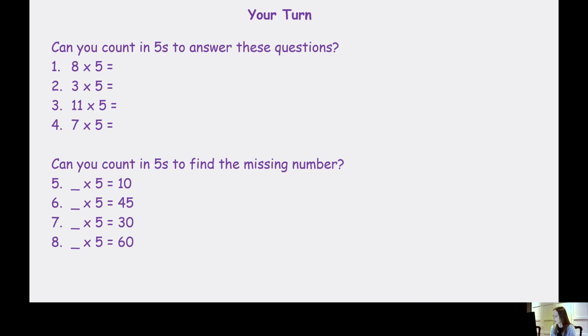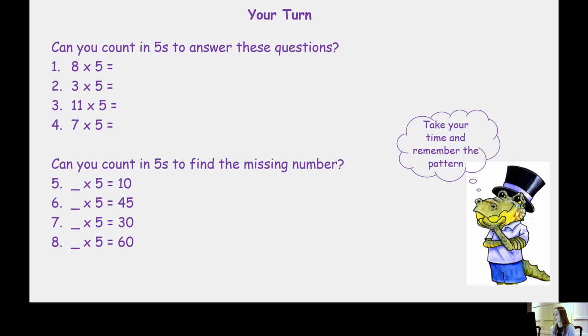I've got some advice here. So Cuthbert says, remember, take your time and remember the patterns. There's quite a few patterns. So we know that numbers in the 5 times table either end in a 5 or a 0. So check that your answer fits that. And also we just looked at, didn't we, that the numbers alternate odd, even, odd, even, odd, even. And odd multiples of 5 end in a 5. And even multiples of 5 end in a 0.